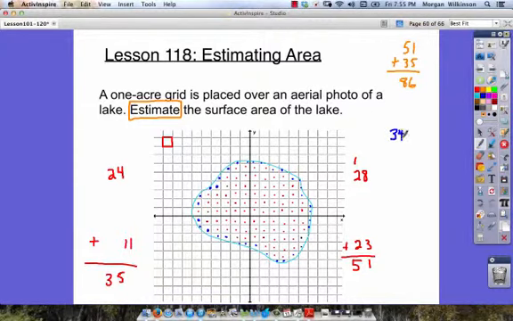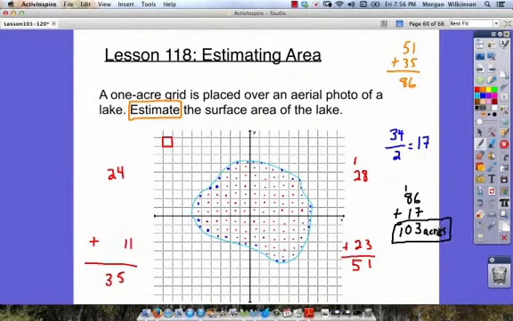So half of 34, 34 divided by 2, that must be 17. So that means we have about 17 more wholes. So 86 plus 17, that's going to give us our estimated final surface area of the lake. 86 plus 17, 6 plus 7 is 13, and we'll carry our 1. 8 plus 1 is 10, so we get about 103. And the surface area would have to be about 103 acres, because an acre is a measure of area.